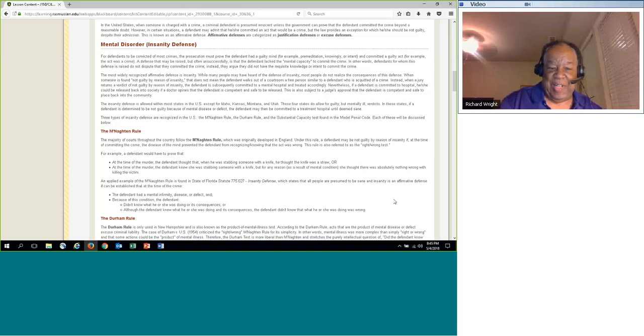Now, Florida follows the M'Naghten Rule. All people are presumed to be sane, and insanity is, as I said, an affirmative defense raised by the defendant. The defendant had a mental infirmity, disease, or defect, and because of the condition didn't know right from wrong, didn't know what they were doing was wrong. That's the M'Naghten Rule, okay?